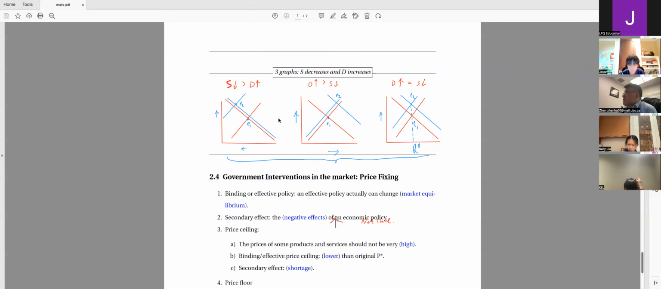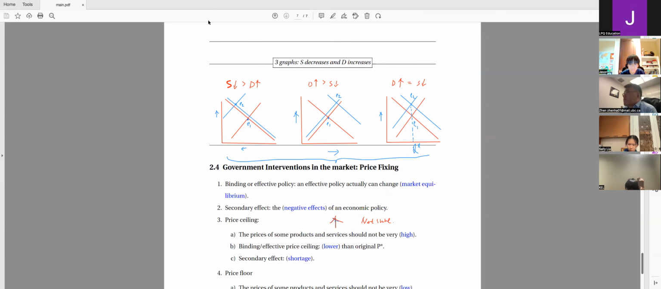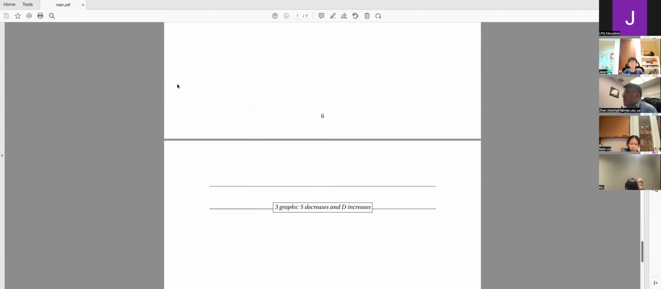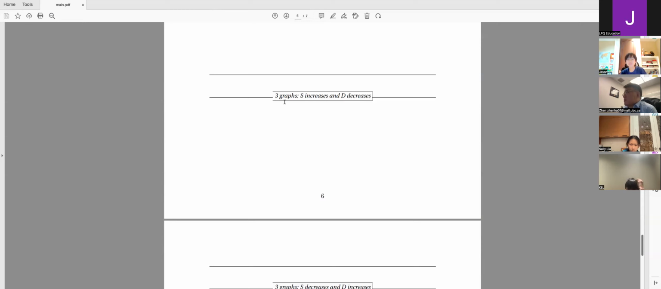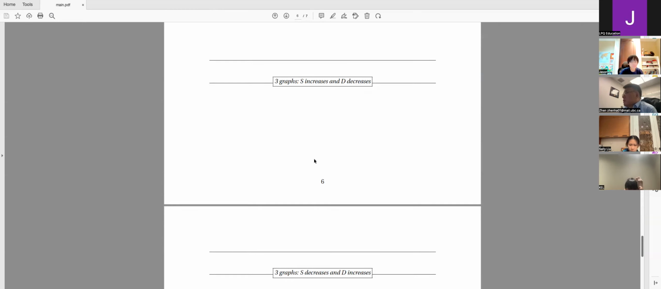The last group finish, right? Okay, so let's do the second last one, on the bottom of page number 6. Okay, this time we do supply increase and decrease.